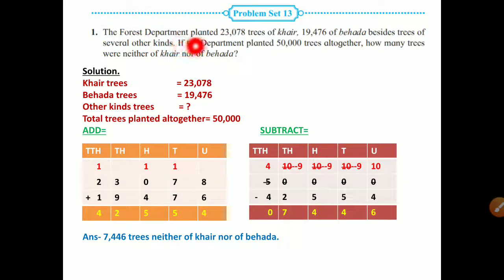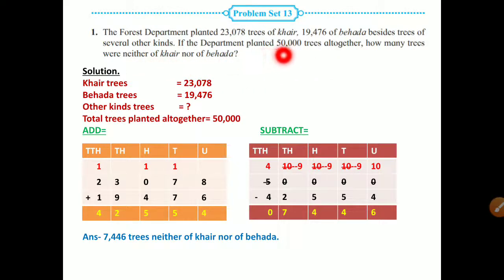The forest department planted 23,078 trees of kher, 19,476 of behada besides trees of several other kinds. If the department planted 50,000 trees altogether, how many trees were neither of kher nor of behada?